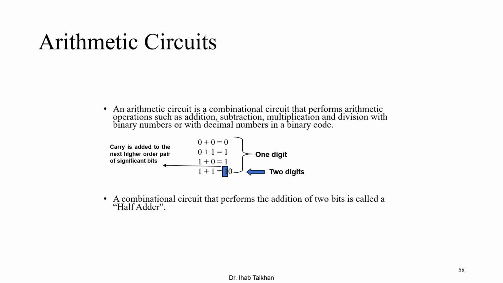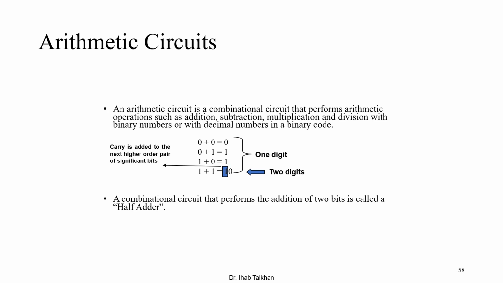In this slide, we are going to talk about arithmetic circuits. Remember when we talked before that you need to distinguish between logic operation and arithmetic operation. Logic operations mean an OR gate, A plus B, which is A or B. But if we talk about arithmetic operation, we're talking about 1 plus 1 equals 2, 2 plus 1 equals 3, and so on, but in a binary format. So an arithmetic circuit is a combinational circuit that performs arithmetic operations such as addition, subtraction, multiplication, and division, either on binary numbers or on decimal numbers in binary code.